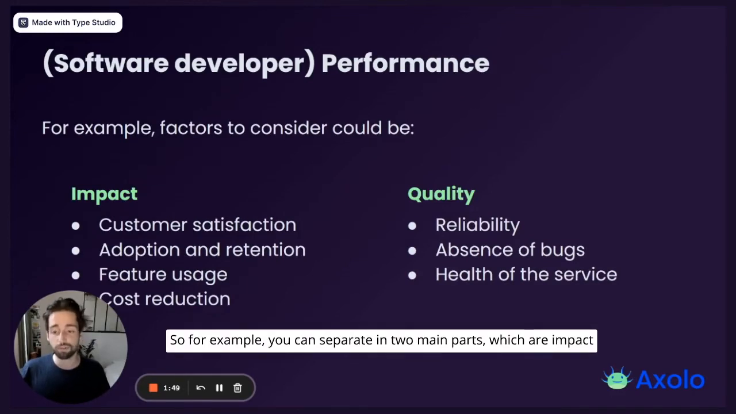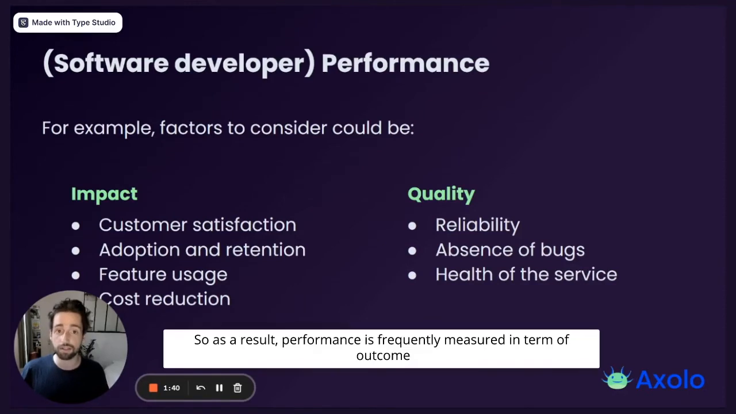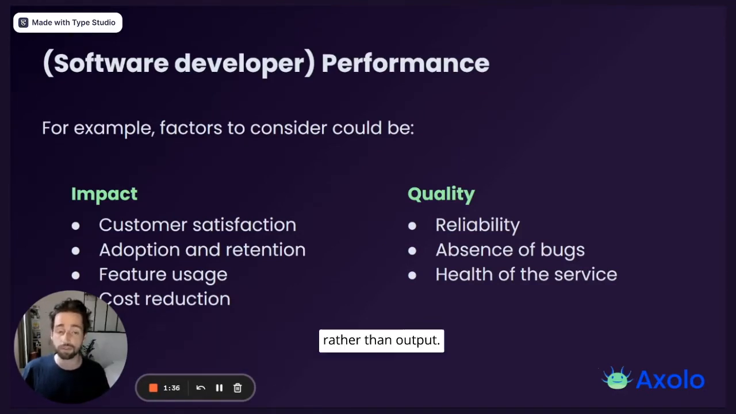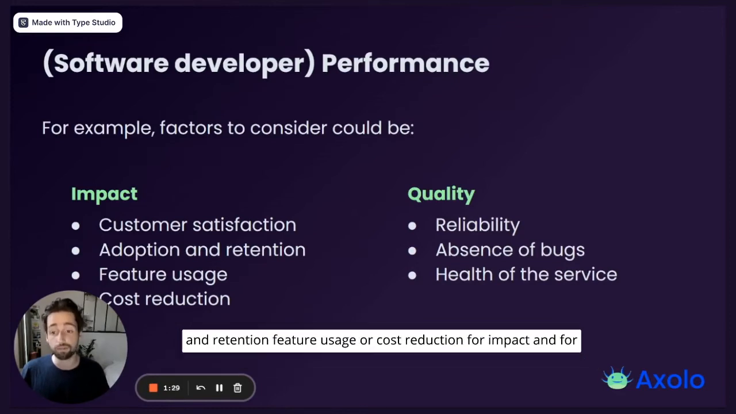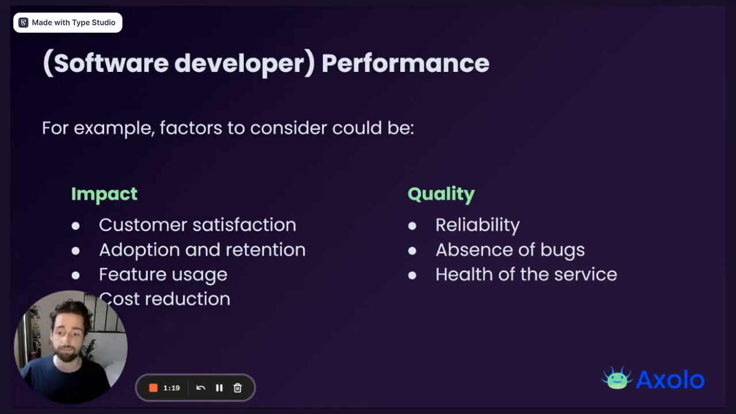So, for example, you can separate it into 2 main parts, which are impact and quality. Software is written by teams, not individuals. So, as a result, performance is frequently measured in terms of outcome rather than output. For example, you could easily measure customer satisfaction, adoption and retention, feature usage, or cost reduction for impact. And for quality, you could measure reliability, absence of bugs, and the health of your services.